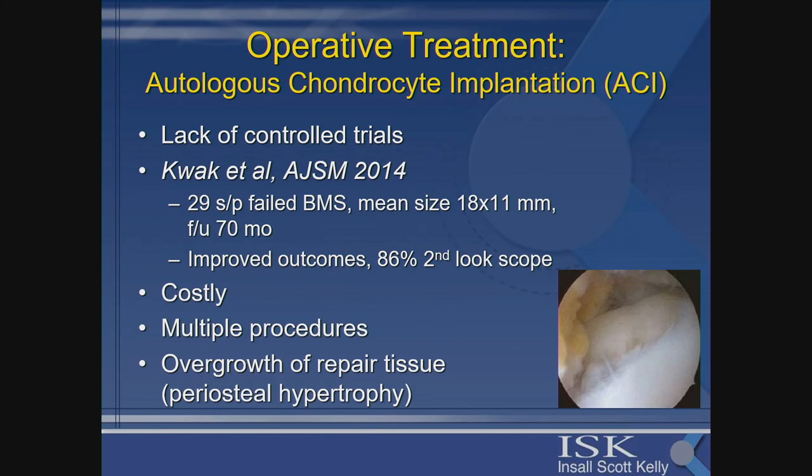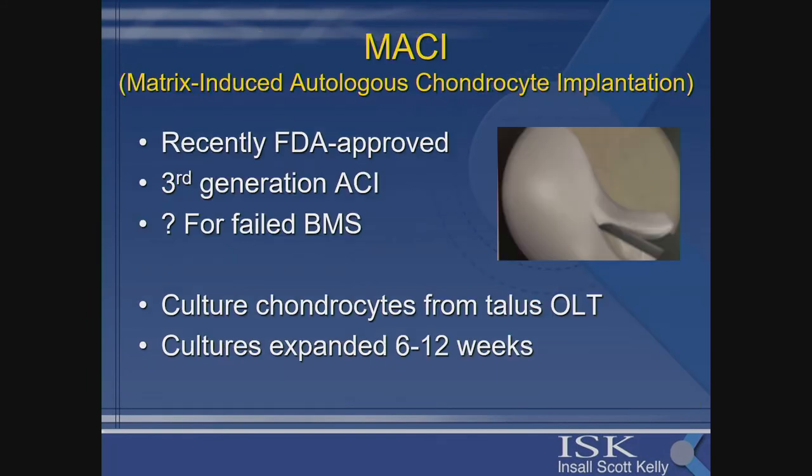And really there's just a lack of controlled trials. This was one of the bigger ones in 2014 and found that there were definitely improved outcomes, 86% improved at the second look arthroscopy, but it's a very costly procedure, multiple procedures, and there's a risk of overgrowth of the tissue as well. So you get this hypertrophy, periosteal hypertrophy.